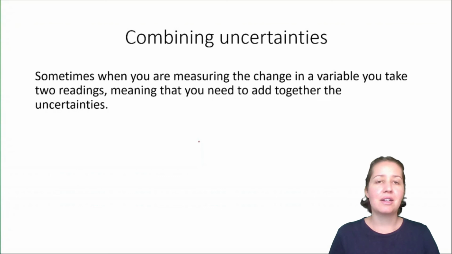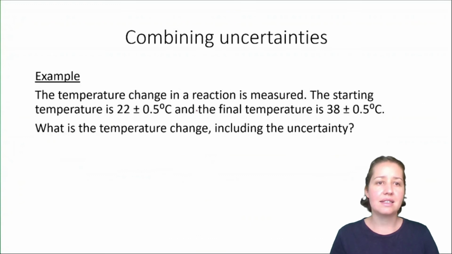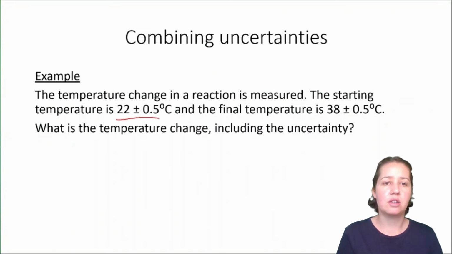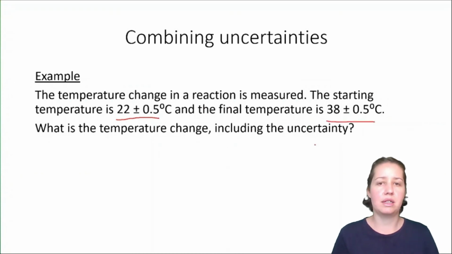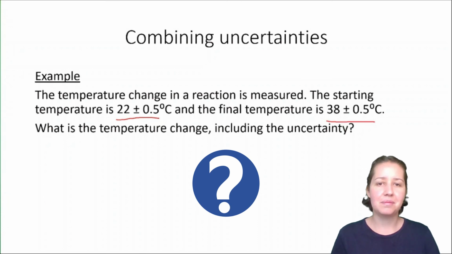Finally, we're going to talk about combining uncertainties. So sometimes when you're measuring a change in a variable, you make two readings, and this then means that you need to add together the uncertainties. So let's take a look at an example. Let's say we have a reaction where we're measuring a temperature change. You have a starting temperature of 22 plus or minus 0.5, and you have a final temperature of 38 plus or minus 0.5. We want to find out what the temperature change is, including the uncertainty. Pause now and have a go.